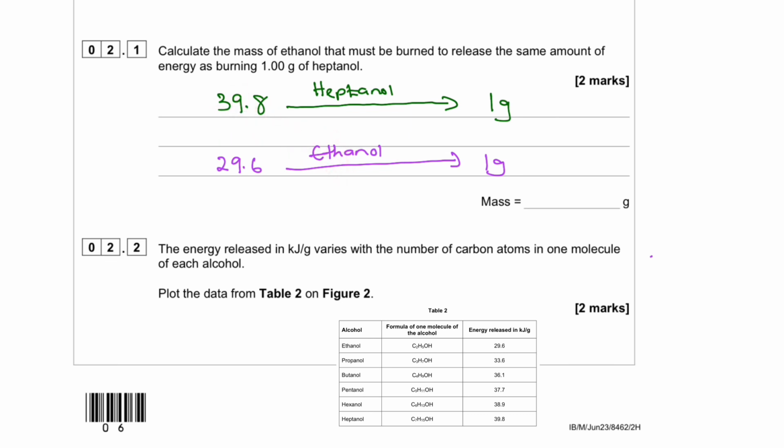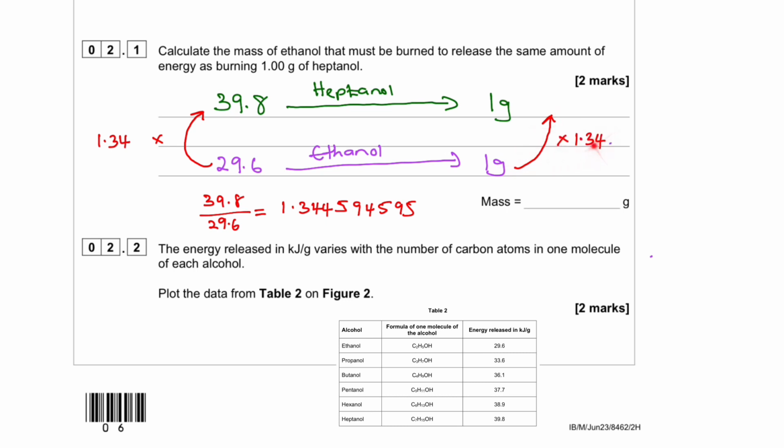So we want to go from 29.6 to 39.8. If we divide 39.8 by 29.6, we get 1.34, which means we need to times it by 1.34. So if we times it by 1.34, we get from 29.6 to 39.8. We have to do the same to the mass, so 1 times 1.34 will give the mass of 1.34 grams.